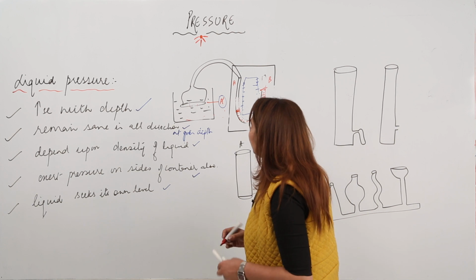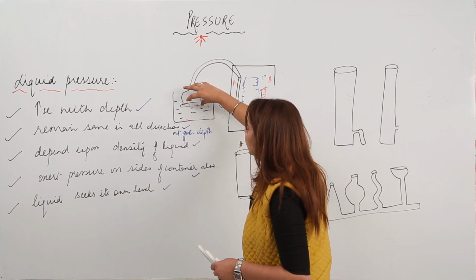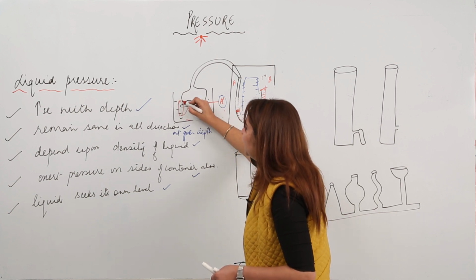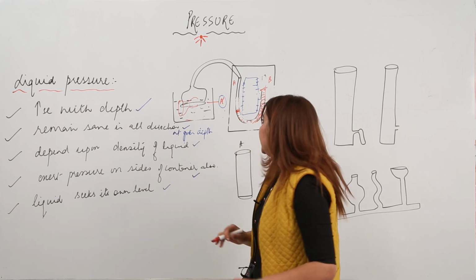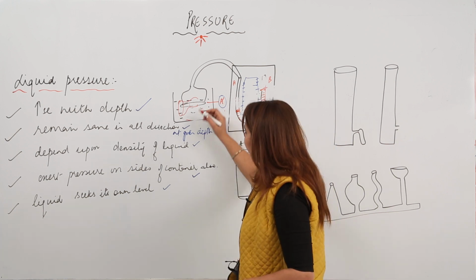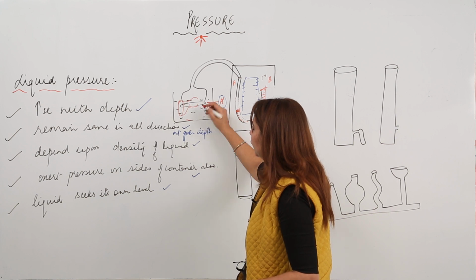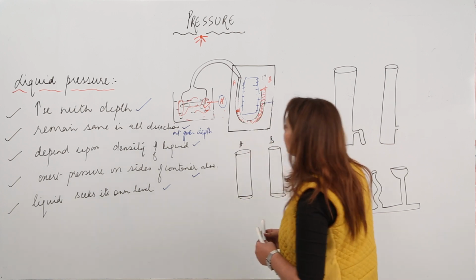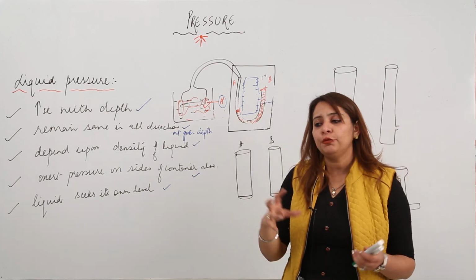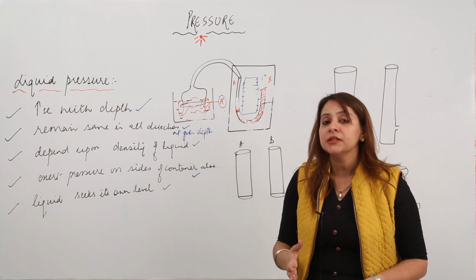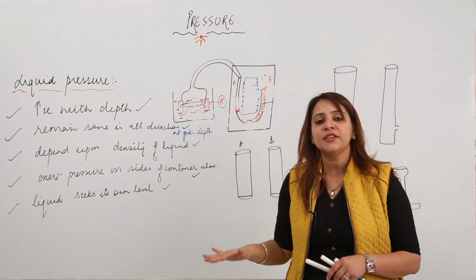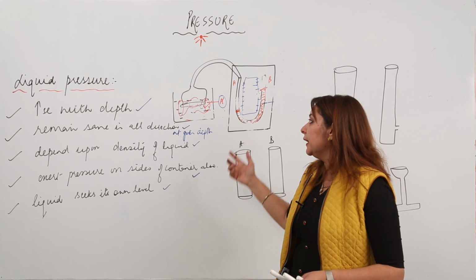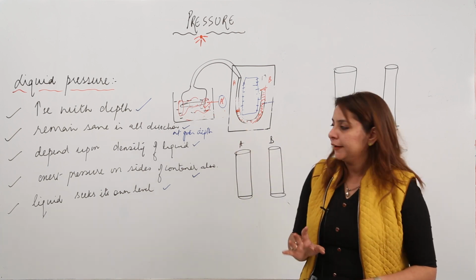Now you try to move the face of the thistle funnel this way. That means at the same depth I am just moving its face to this side. Then again there is no change in the level. When I move the face of the thistle funnel to this side, the level also remains the same. So at a given point, wherever you face the mouth of the thistle funnel, it doesn't matter, because there is no change in the level of the liquid. This shows that liquid pressure remains the same in all directions.